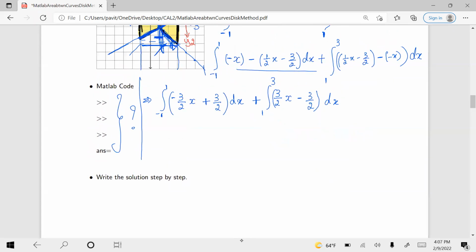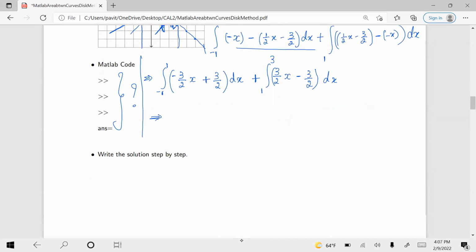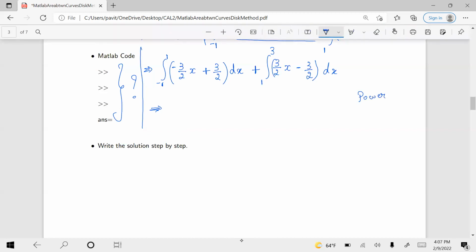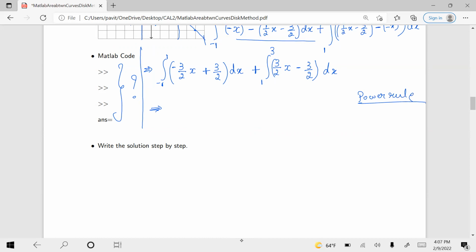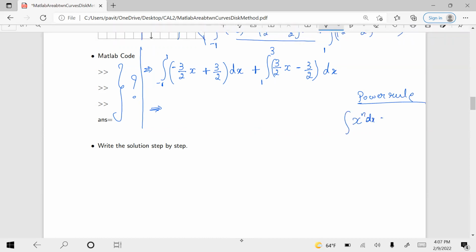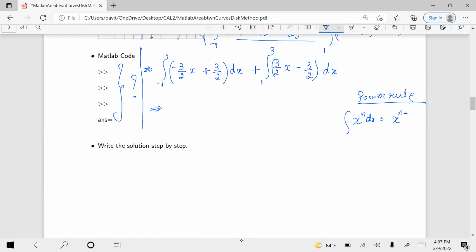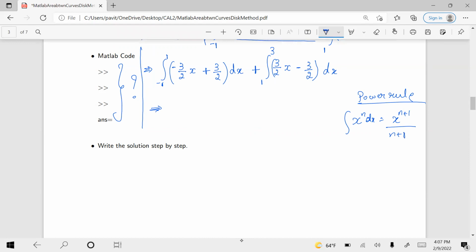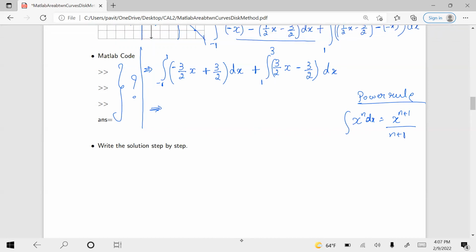Okay. Now that we have simplified, you can apply the integration, which is the power rule. Okay, you know the power rule, right? The integral of x to the power of n dx is equal to x to the power of n plus 1 divided by n plus 1. Remember? Now, I'm going to apply integration for this first one.